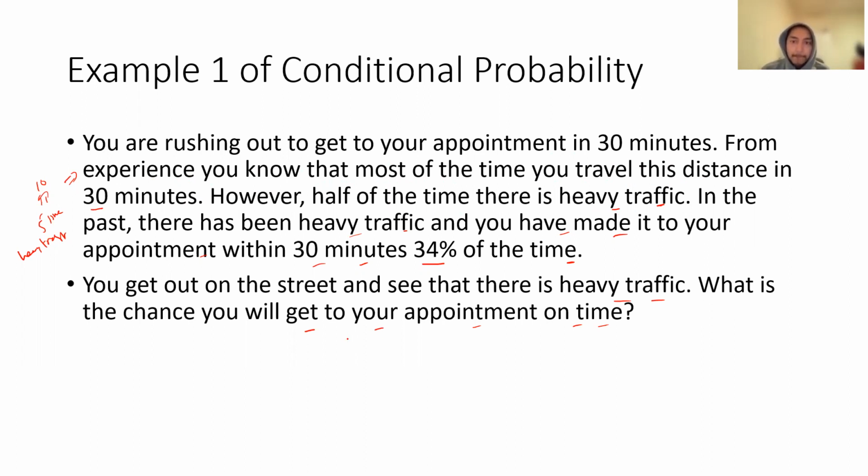So if we consider P(H) as heavy traffic, then half of the time there's heavy traffic. 0.5 of the time is heavy traffic. So your P(H) is 0.5. In the past there has been heavy traffic and you have made it to the appointment. Given that you have heavy traffic, you have made it to an appointment. So this appointment is A. The probability that you make it to an appointment given heavy traffic is 0.34.